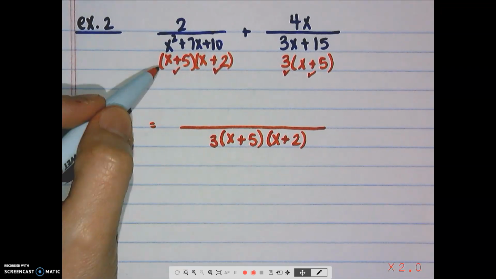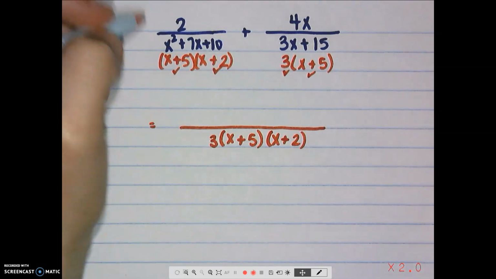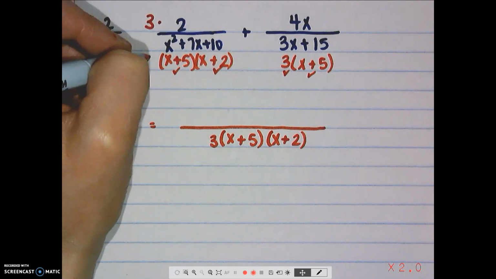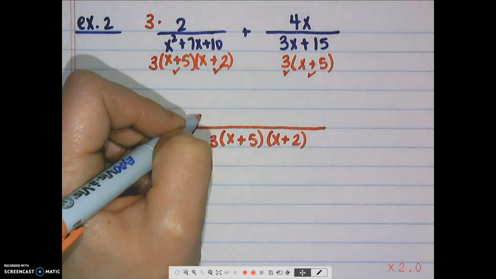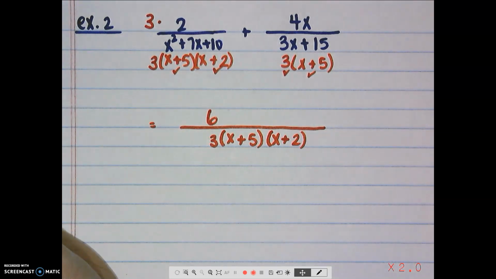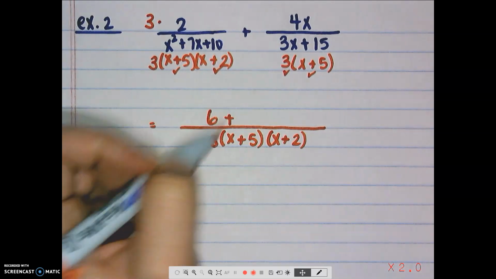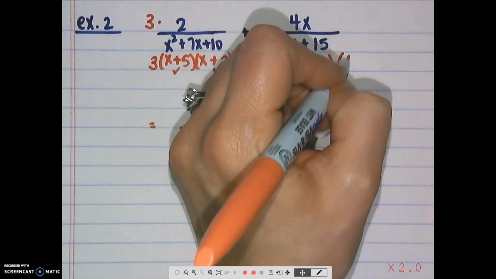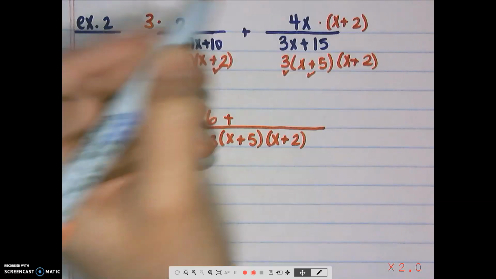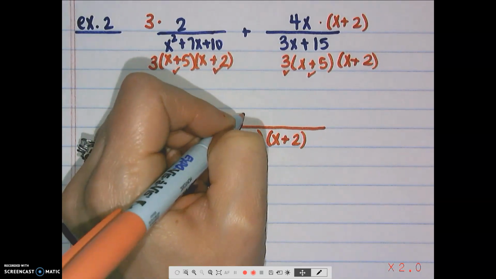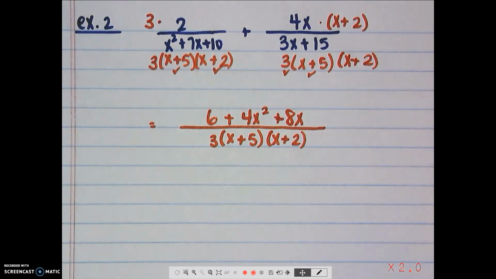All right, so the first fraction has the x plus 5 and the x plus 2. It's missing the 3, so we need to multiply that to both pieces, which means that we're going to end up with 6. The second fraction has the 3, has the x plus 5, but it's missing the x plus 2. So we're going to distribute that in and get 4x squared plus 8x.